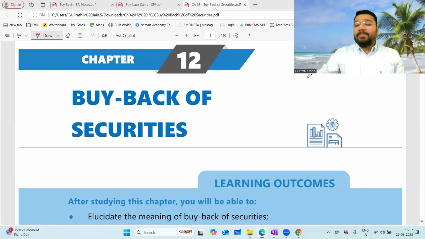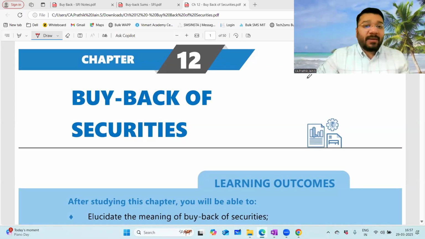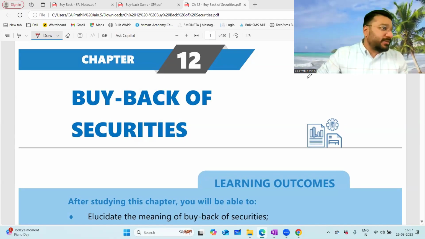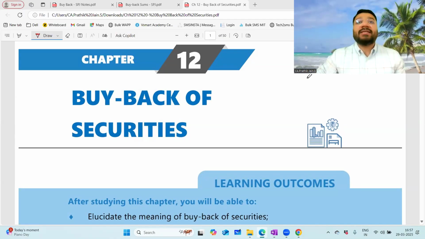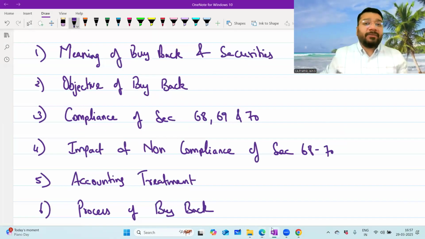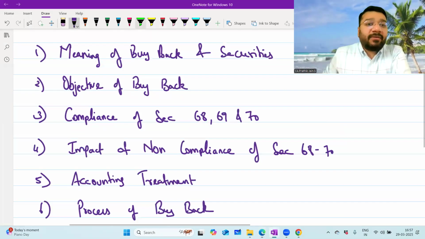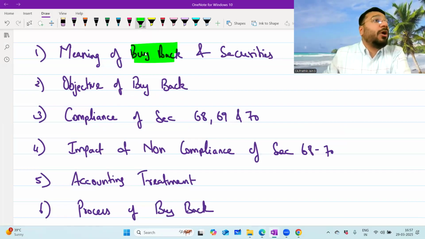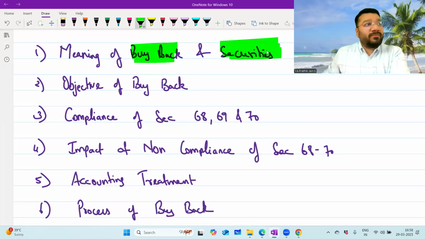So, guys, we're going to start with a brand new chapter today, which is buyback of securities, which is chapter number 12 of your ICI module. Let's have a quick look at what we are going to learn from this topic. First, we'll try to understand what is the meaning of buyback, and what is the meaning of securities.